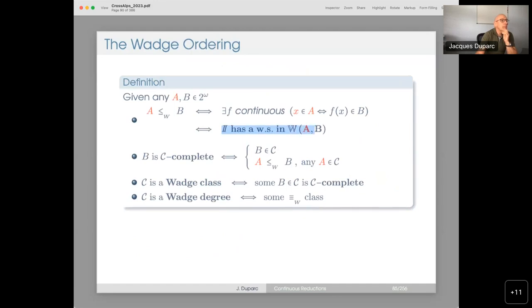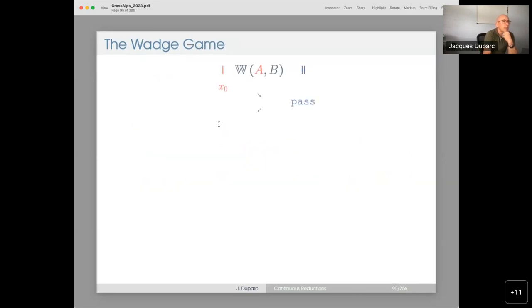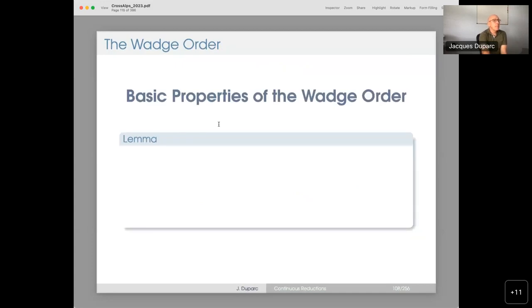Player Two has a winning strategy in the game between A and B if and only if there exists a continuous function that witnesses the reduction relation, which means A reduces to B. So now it's in terms of the existence of a winning strategy for the second player. Okay. Basic properties of the wedge order on the Cantor space.